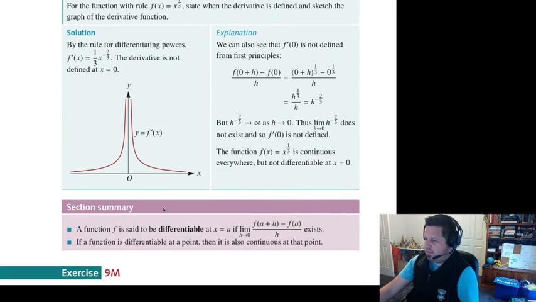Here's the section summary, 2 things that we spoke about. Happy days, they can go into your fun notes.